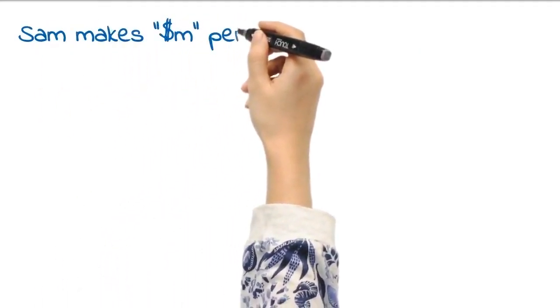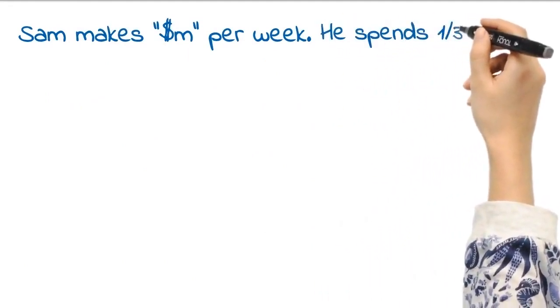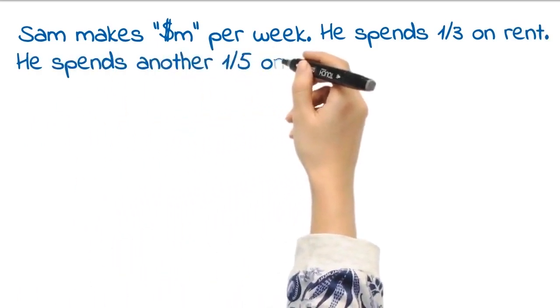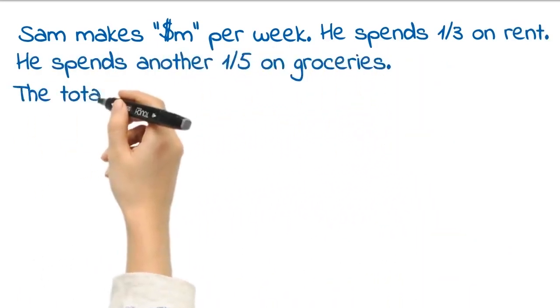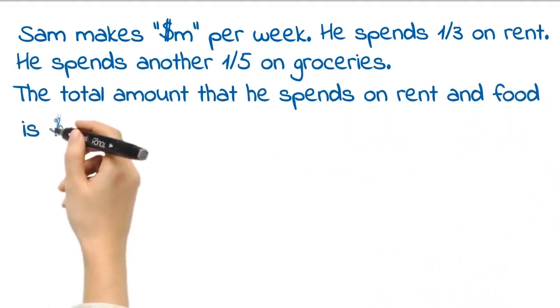Alright, we'll do this last one now. Sam makes M dollars per week. He spends a third of it on rent. He spends another 1/5 on groceries. The total amount that he spends on rent and food is $120.